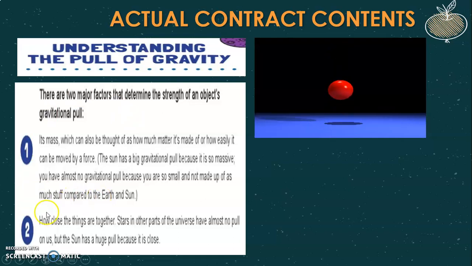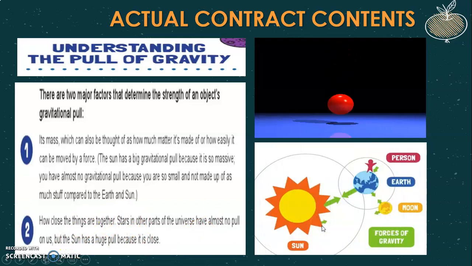Jarexi, good morning. Can you read number 2? How close the things are together. Stars in other parts of the universe have almost no pull on us, but the sun has a huge pull because it is close. Now, what is pull? That capacity of attraction. We see, for instance, the sunlight with the sun, which is the biggest star of the solar system. We have the earth. Imagine the size of the earth compared to a person.